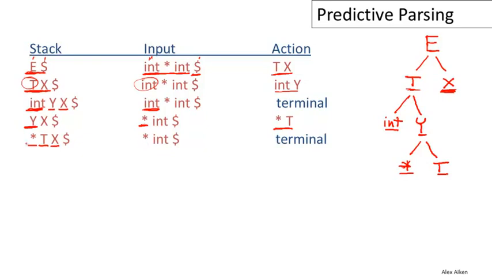Okay? So now we have a terminal on top of the stack. It matches the next terminal in the input. So we pop the terminal off the stack, we advance the input pointer. Now we have T as our leftmost non-terminal. Int is the next thing in the input stream. And the table says, well, in this situation, we should use the production T goes to int Y.